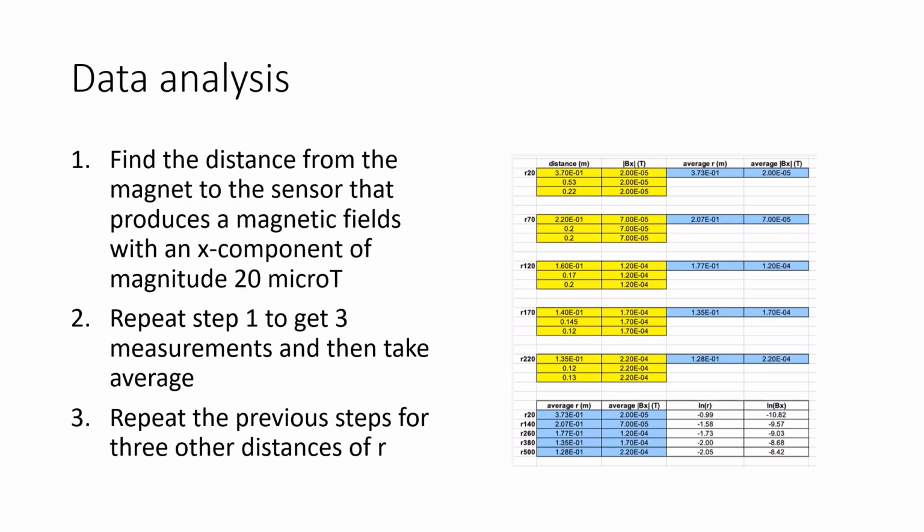We had to find the distance from the magnet to the sensor that produces a magnetic field with an x component of magnitude 20 microteslas. And then we repeated these steps to get 3 measurements, and out of those three measurements we took an average. Lastly, we repeated the previous steps for 3 other distances of r, and as you can see, this is the data that my team collected on the right.